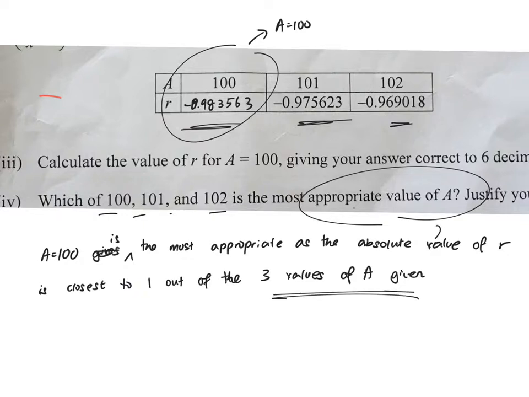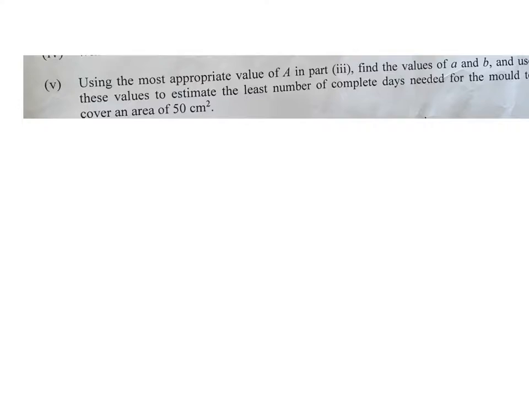Okay, so part 4. Over here, part 4, using the most appropriate value of a in part 3, find the value of a and b and use these values to estimate the least number of complete days needed for the mold to grow and cover an area of 50 cm square.